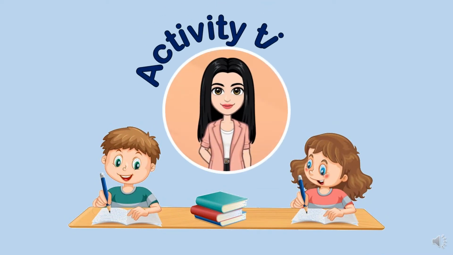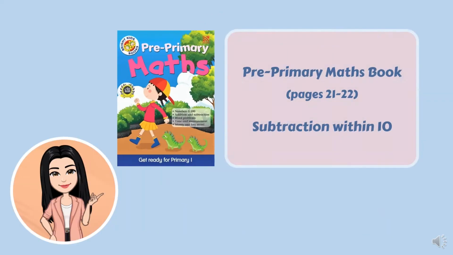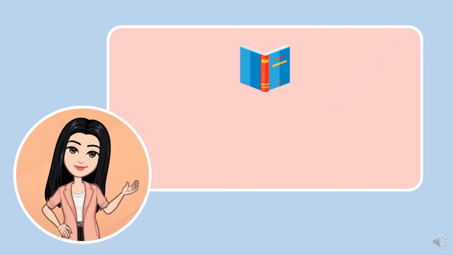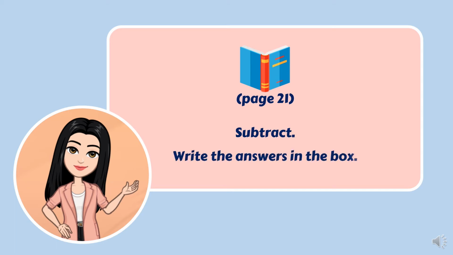Activity time. Pre-primary maths book, pages 21 to 22, subtraction within 10. Page 21. Subtract. Write the answers in the box.